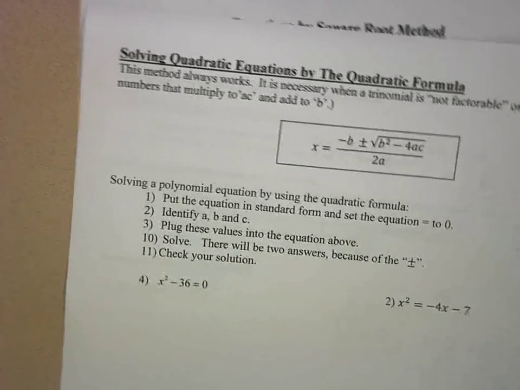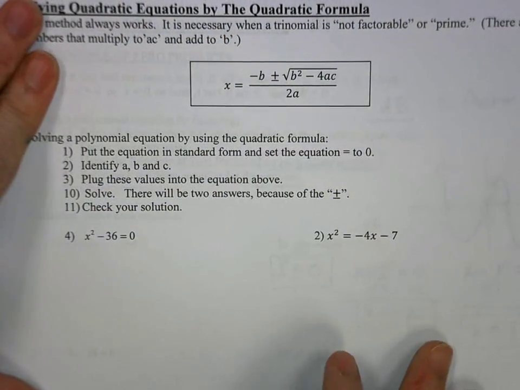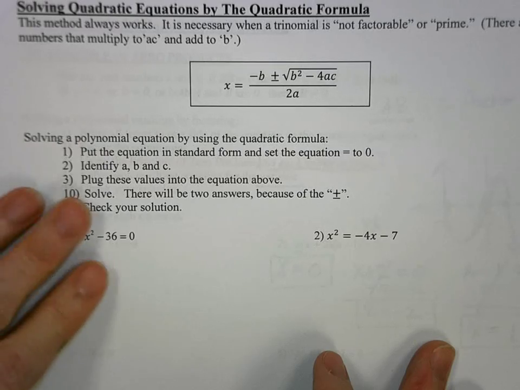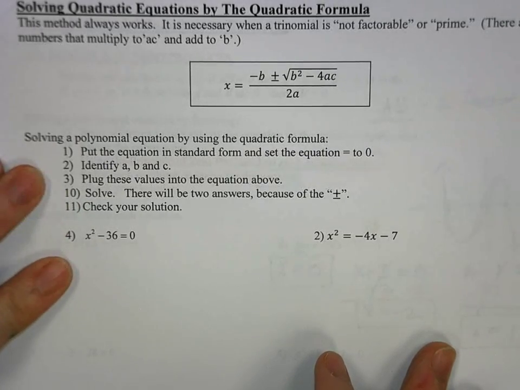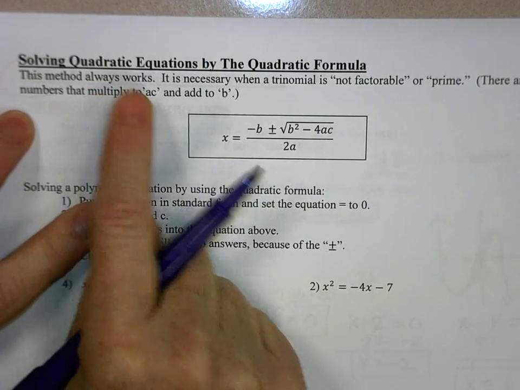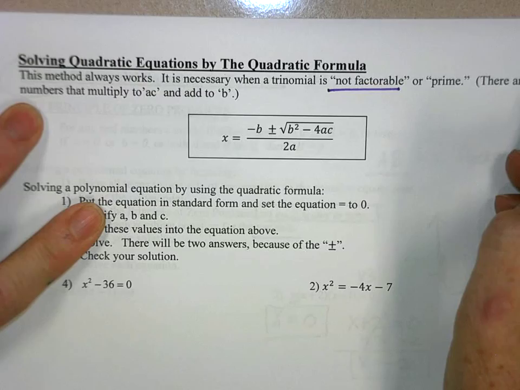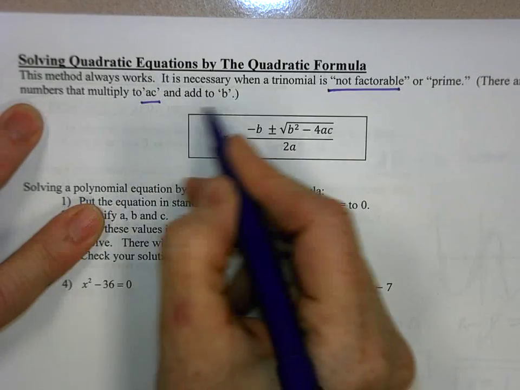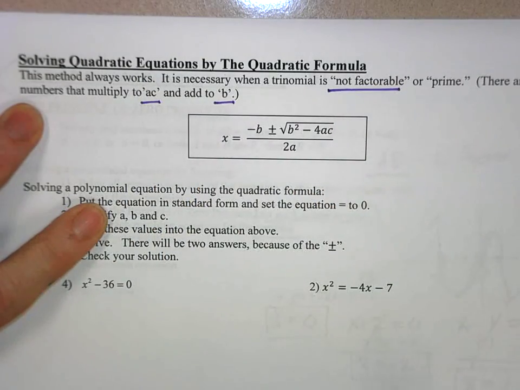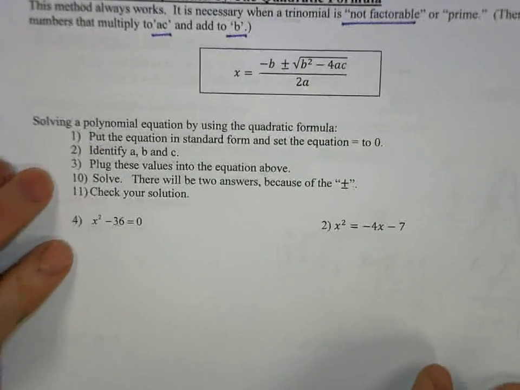The final method is called the quadratic formula. As we sang our song in class, now we're going to use it. When do we use this? This always works. You can always use it. It's necessary when the trinomial is not factorable, meaning there aren't 2 numbers that multiply to AC and add to B. There just don't exist 2 numbers that do that. That's when we use this for sure.